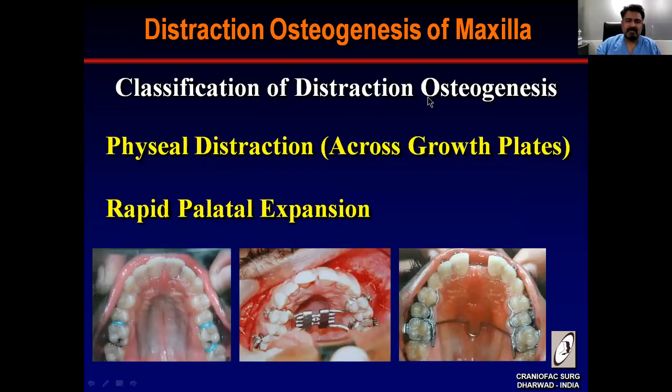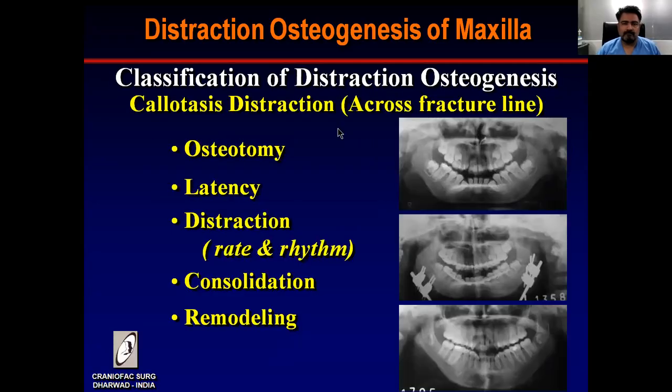So the classification of distraction: facial distraction is across the growth plates, and rapid palatal expansion is one of the parts. It is also a part of distraction, which we use in orthodontics. Then there is distraction across the fracture line. In this, you can see a sagittal split osteotomy is done, and the distractors are there. They will slowly move the mandible apart.